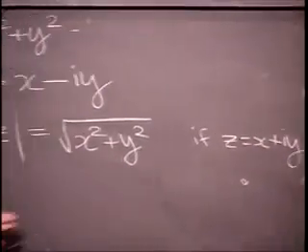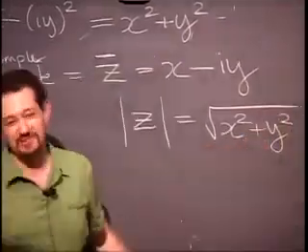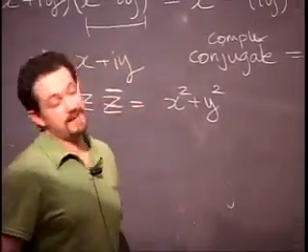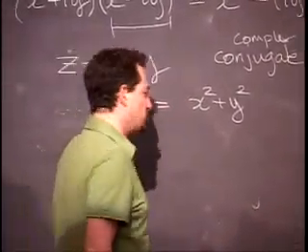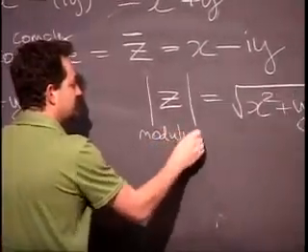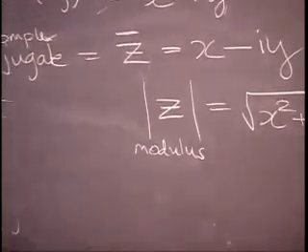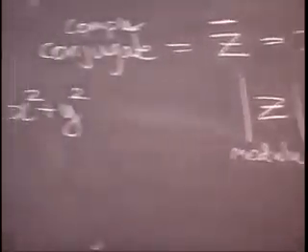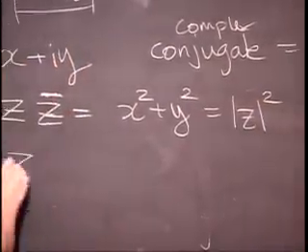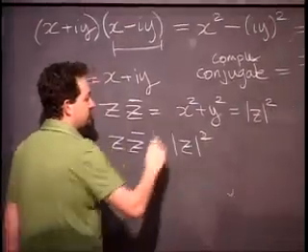By the way, if z is a real number, you get the square root of x squared, which is just the regular absolute value. So this is the general complex version of the absolute value, which for some reason is not called the absolute value, but is called the modulus of z. But it's compatible with the absolute value. Anyway, the point is this is the square of the modulus. So in other words, z times z bar is the absolute value or the modulus of z squared.